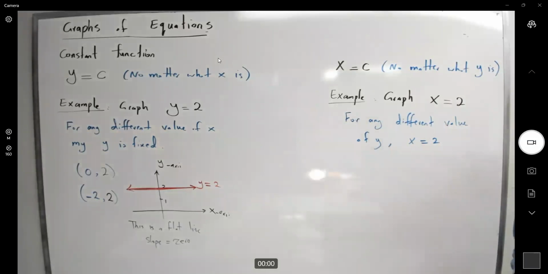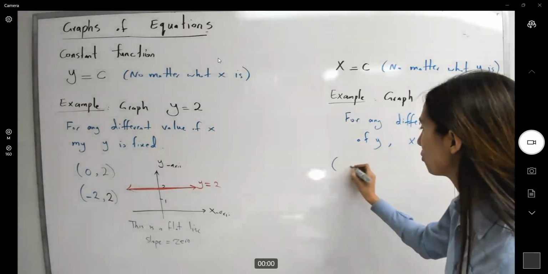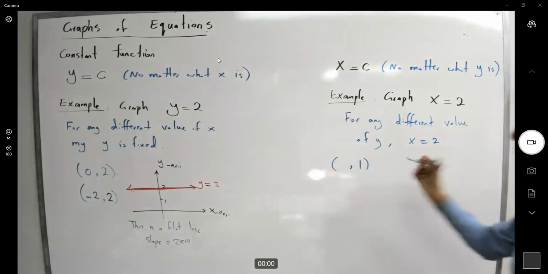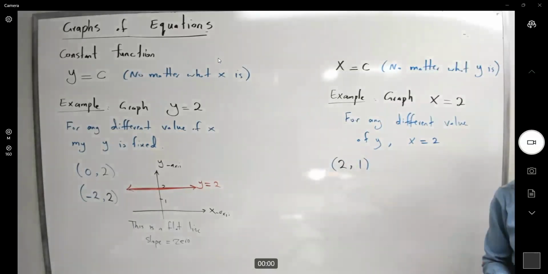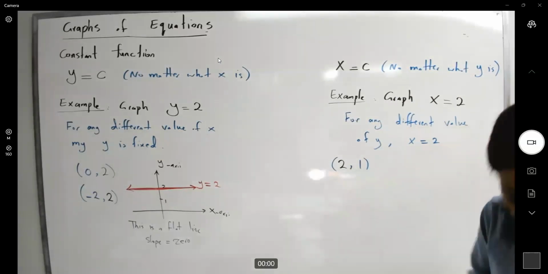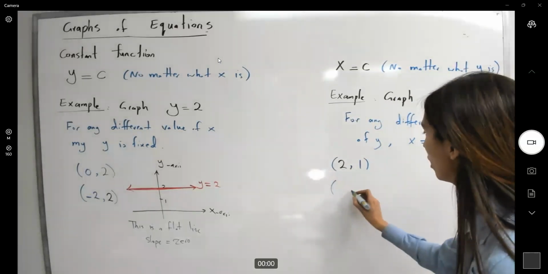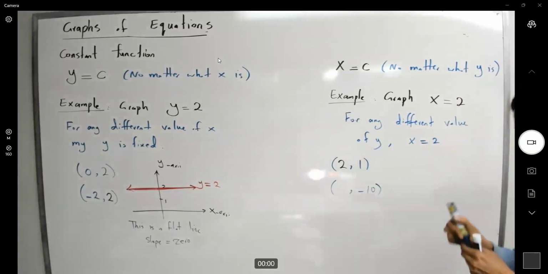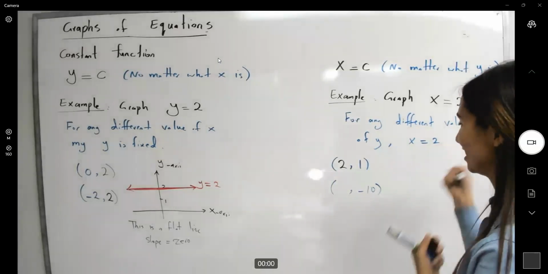Select any point with different y values. The first point, suppose my y value is equal to 1. What is x? The question says x is 2. You cannot change x. X must stay as 2. Select any other y value that you want. If my y is negative 10, my x is 2. That's the definition of this line. So I'm going to just copy down 2 here.